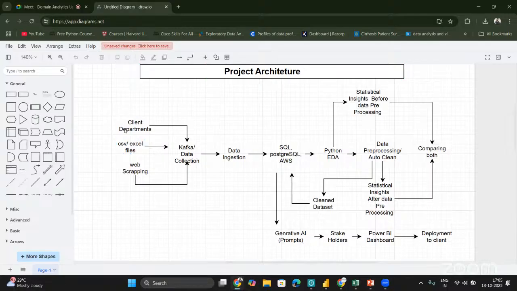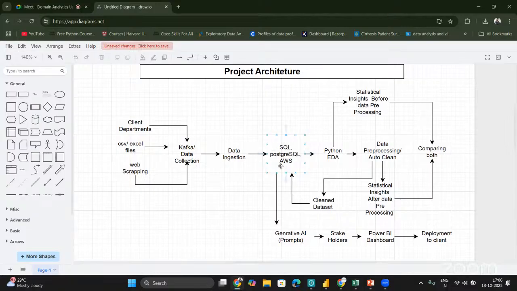Whatever data we collected, after collection we use Kafka, suppose the data is live streaming. After collecting all the data, we have to ingest that data into any database like SQL, PostgreSQL, AWS, or Azure. It is our storage. Here we have to store the data. Whenever the data is coming from the client in any format, CSV, Excel, digital format, or web scraping, that data will be stored in the storage.